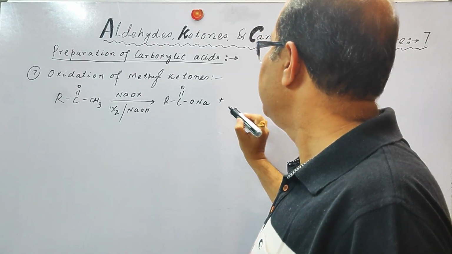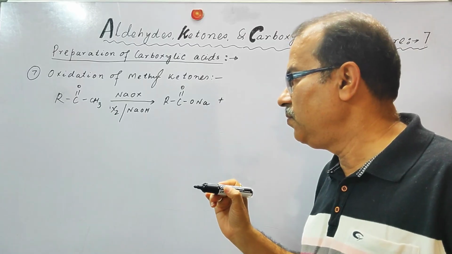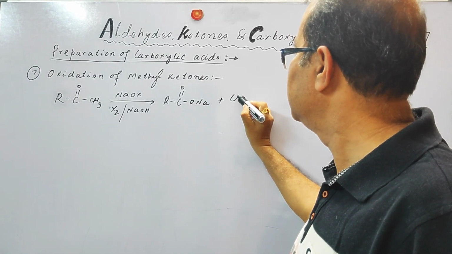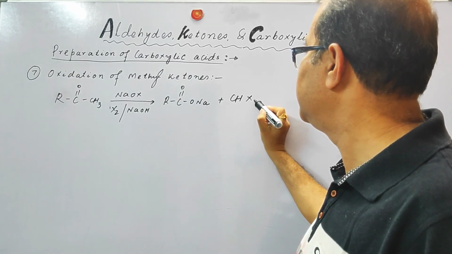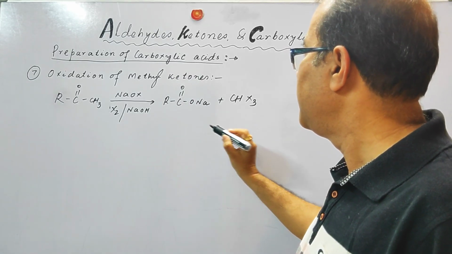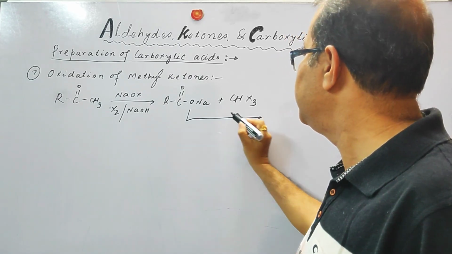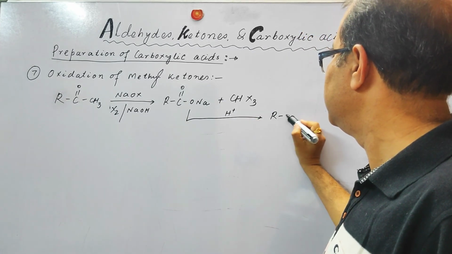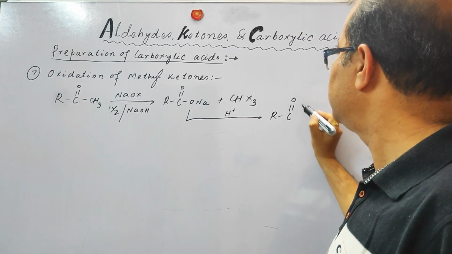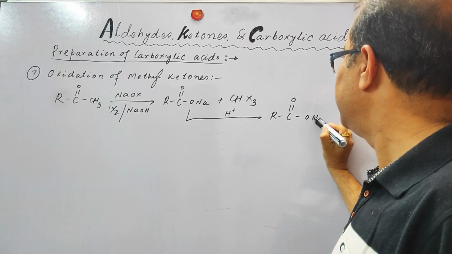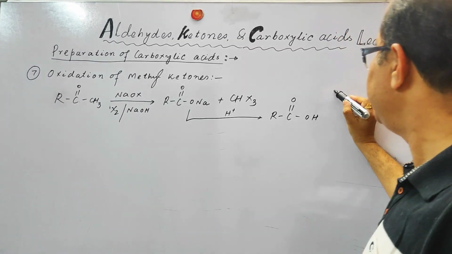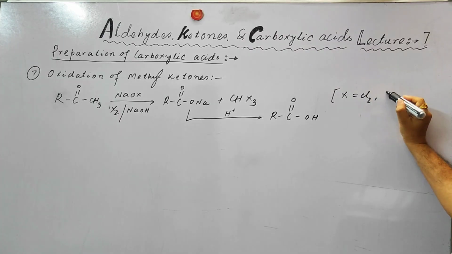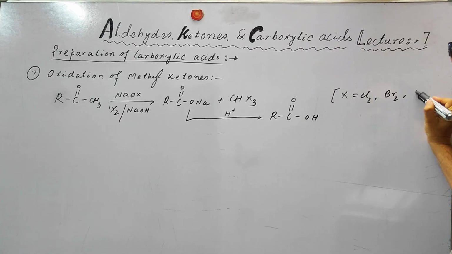and it will also form haloform, that is CHX3. And when this is hydrolyzed in presence of H plus, it is going to produce the carboxylic acid. And here X can be chlorine, bromine or iodine.